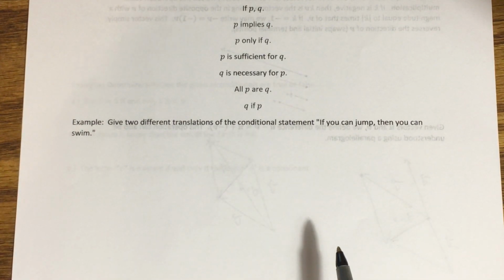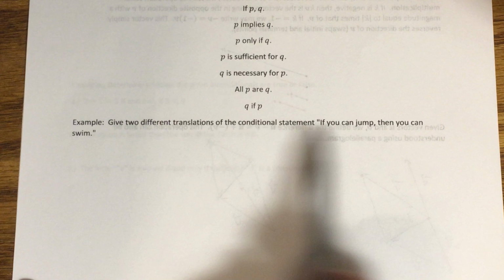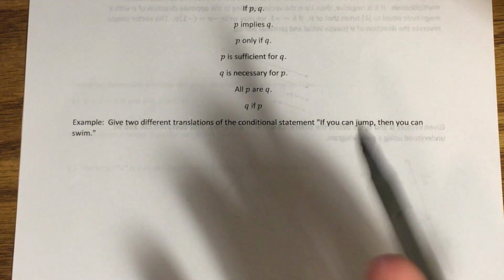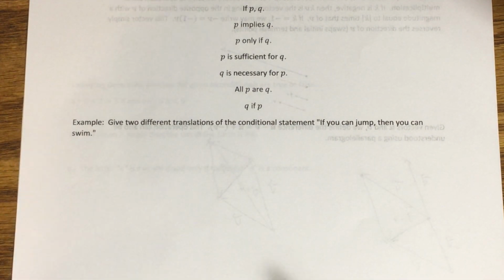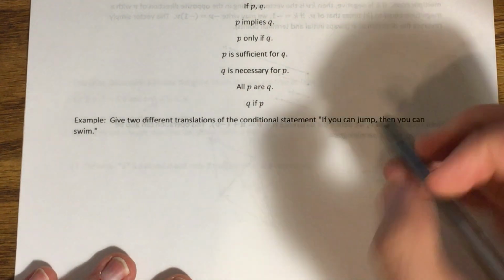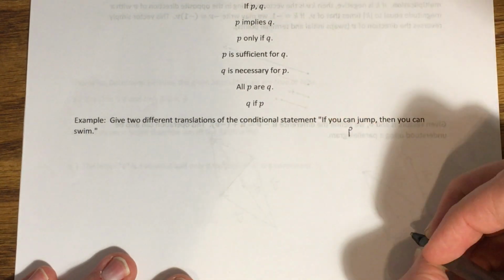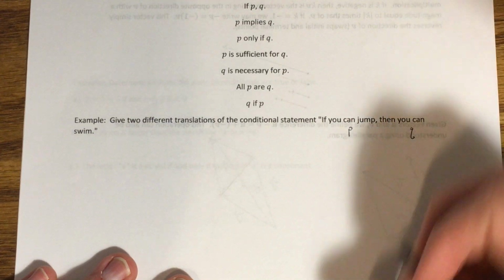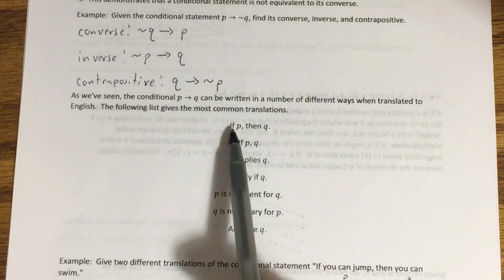That's ridiculous, of course. Being able to jump doesn't necessarily imply that you can swim, but remember, these conditional statements could be true or false. This is one that's just false, and we can still do stuff with it, even if it's not a true statement. So here, you can jump would be P, and you can swim would be Q. So I want to just come up with 2 different translations, something other than if P then Q.